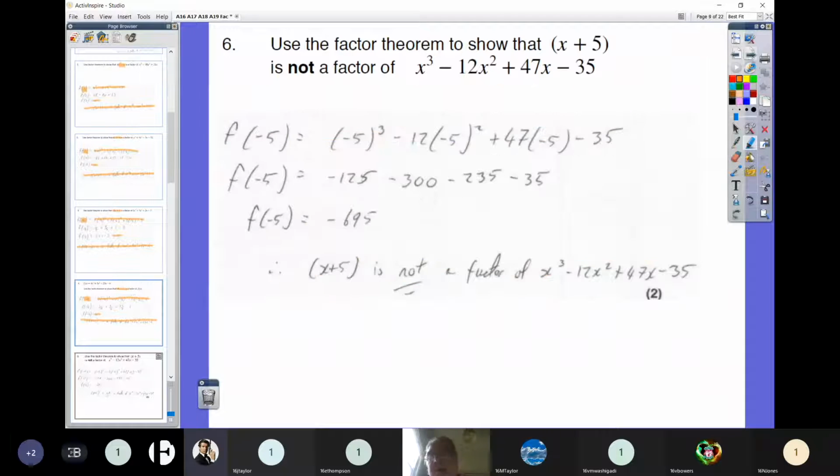Question 6. Okay, just the other way around. You've got to go and prove that x plus 5 is not a factor. So you go and pop in minus 5 and just make sure you don't get 0. Okay, minus 695 is not 0. Therefore, x plus 5 is not a factor.